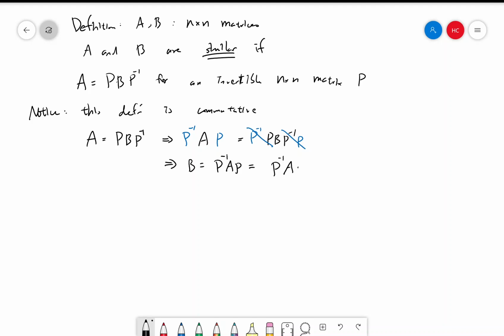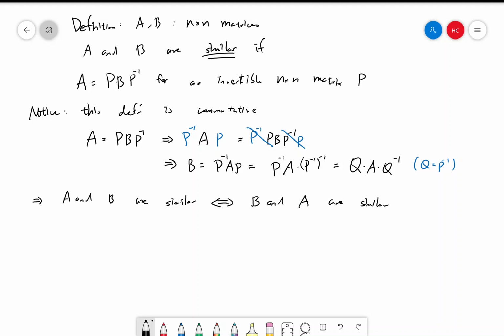P's inverse is P inverse, so the inverse of P inverse is P. So this is equal to Q A Q inverse, where Q is P inverse. Okay, so this note is telling you that A and B are similar is equivalent to B and A are similar. So we don't have to worry about the order when we talk about two matrices being similar, because the order doesn't matter based on this notice above.